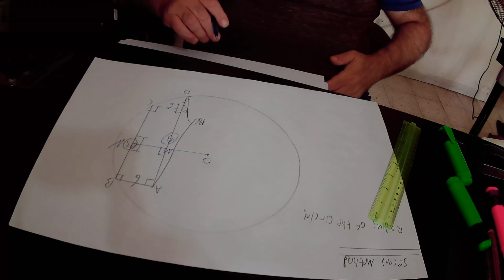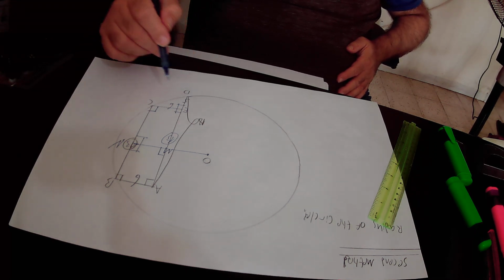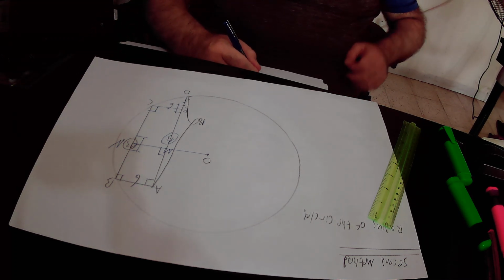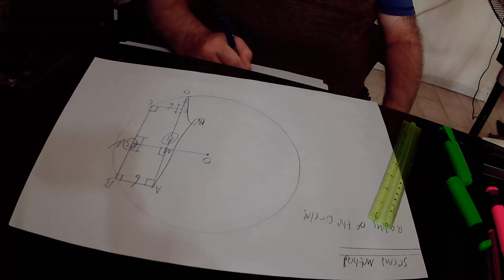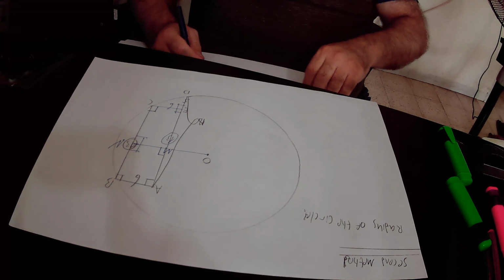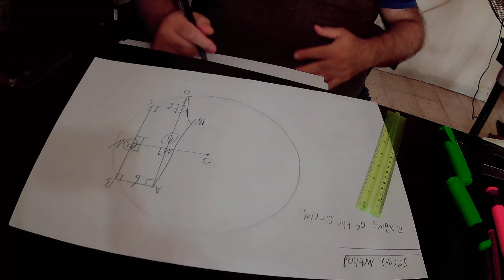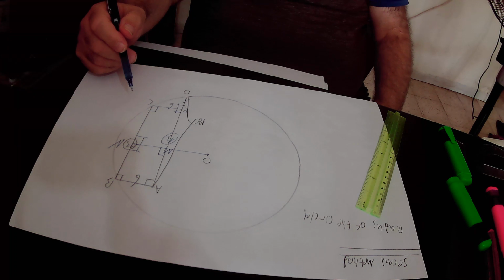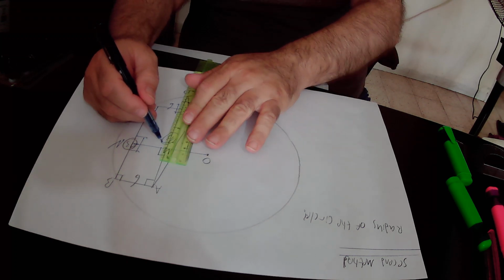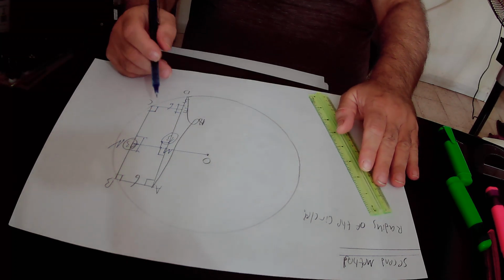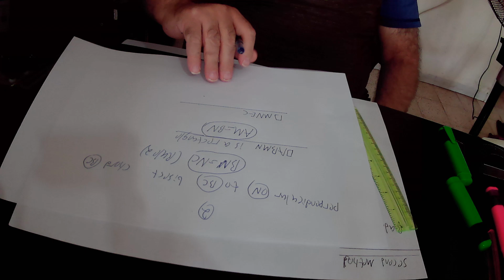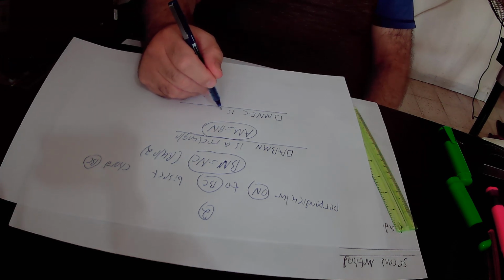Likewise, we'll focus on quadrilateral MNEC, the lower quadrilateral. In this quadrilateral MNEC, we have 1, 2, 3 right angles. Therefore, the fourth angle must also be equal to 90 degrees. This is to say quadrilateral MNEC has four right angles. Therefore, quadrilateral MNEC is a rectangle, because it has four right angles.